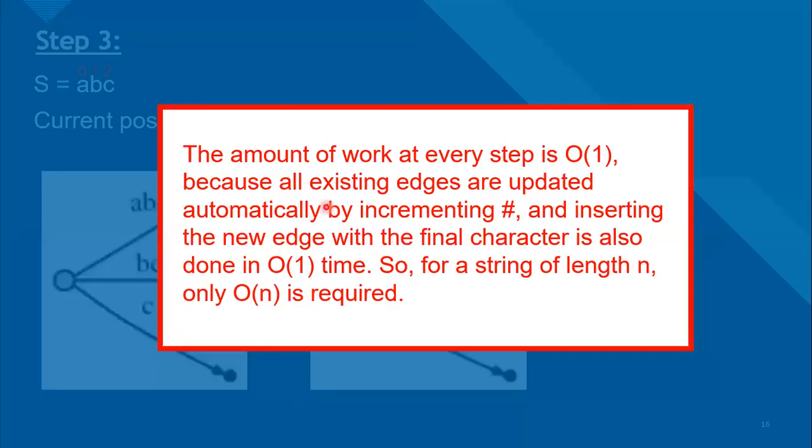So as we saw here, the amount of work at every step was just a constant time of 1, because all the existing edges are updated automatically by incrementing the hash value, which represents the stop position of the current edge. And even inserting the new edge with the final character is also a constant time operation. So if we have a string of length n, we will need a running time of O(n) to build this suffix tree.